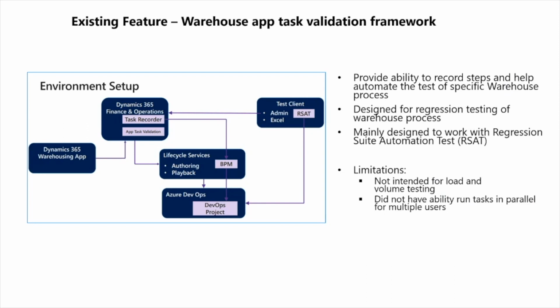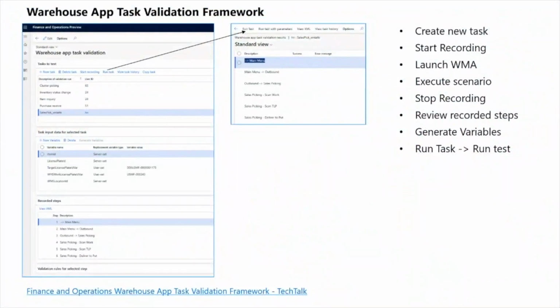But let us go back and first show you how the warehouse app task validation framework works in Dynamics 365 SCM. Warehouse app task validation is a form in Dynamics 365 SCM where you can create a new task for a specific warehouse process. As you can see, I have a few warehouse tasks already created here: sales picking, purchase receiving, cluster picking, etc. Once the new task is created, you can click on start recording and open the warehouse management app to record all the steps in that process. Once the process is complete, you will stop the recording and the framework will automatically capture all the steps.